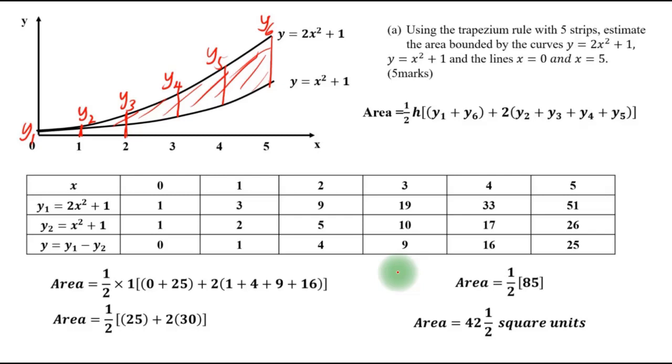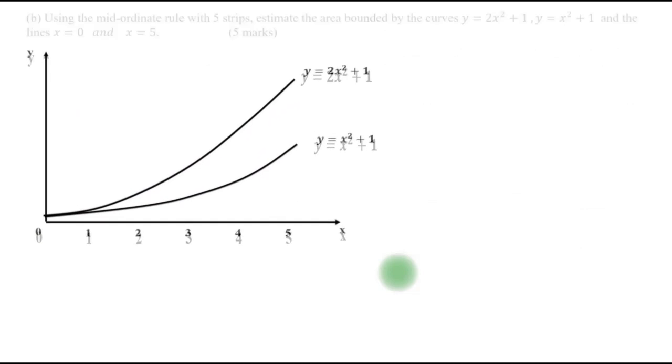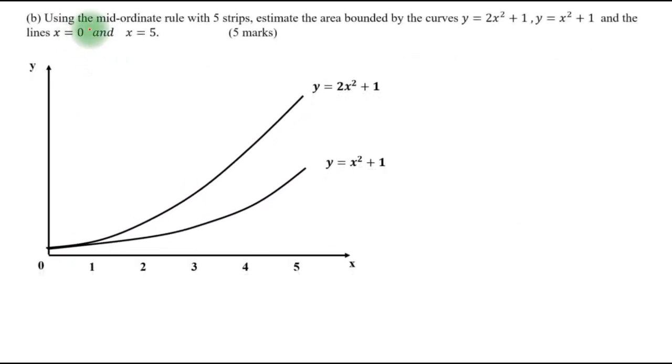Then we look at part B of the question. Part B says: using the mid-ordinate rule with 5 strips, estimate the area bounded by the curves y equals x squared plus 1 and y equals x squared plus 1, and the lines x equals 0 and x equals 5. Now we are using the mid-ordinate rule with 5 strips, and this is very important. So still we need to find this area using the mid-ordinate rule.